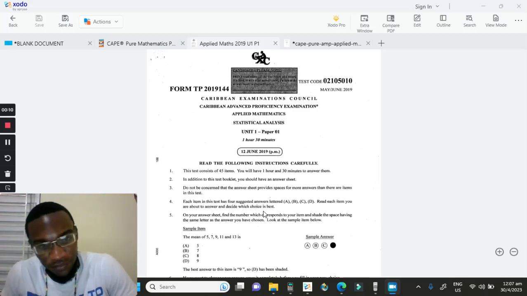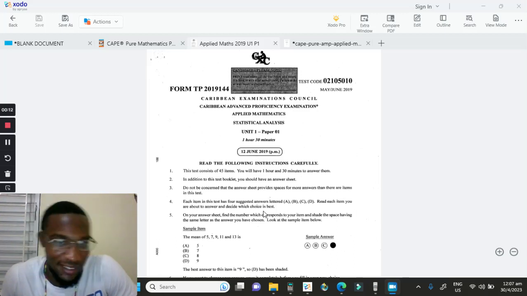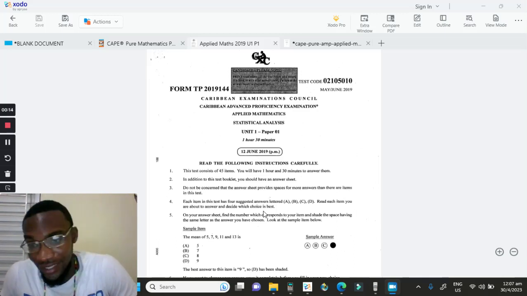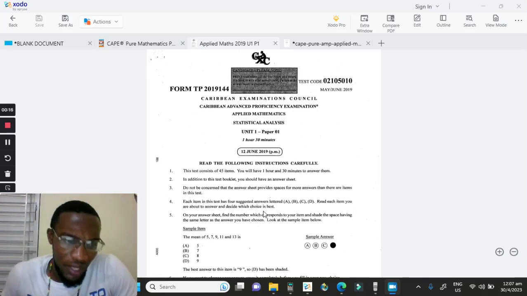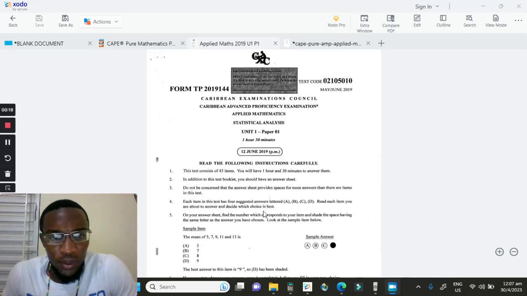Today we're doing the Applied Mathematics Paper One, and you're wondering why we're doing Paper One. The reason is that Paper One comes before Paper Two this year. So for June 2023, Paper One is going to be before the Paper Two exam. We're going to do a couple Paper Ones first, like two or three, then some Paper Twos.